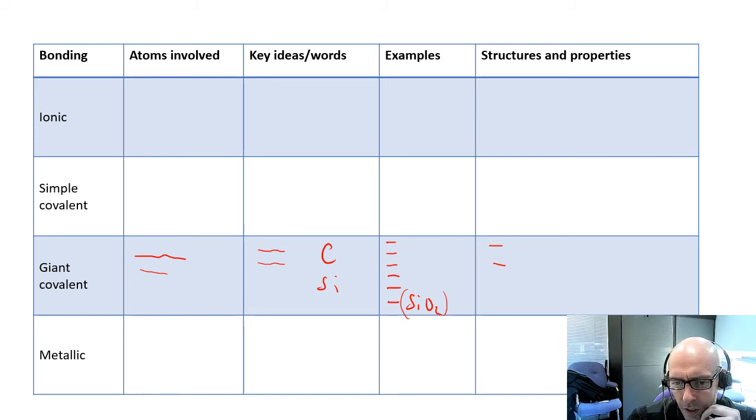Graphite conducts electricity, diamond doesn't. Graphite has delocalized electrons, diamond doesn't, and that's a comparison there between the different allotropes of carbon.